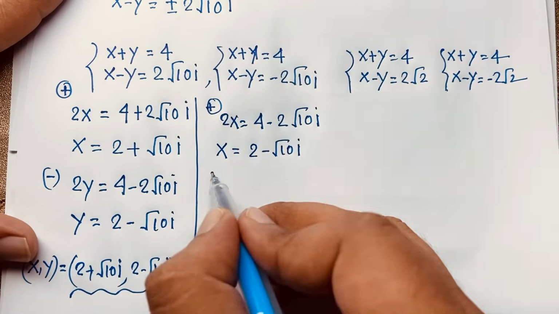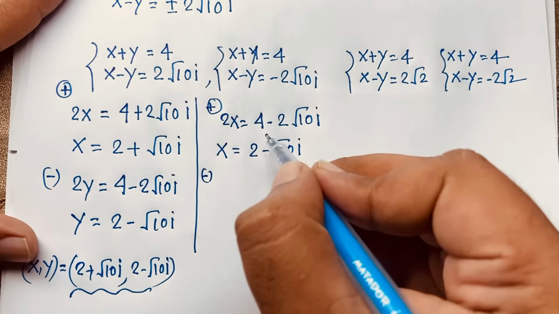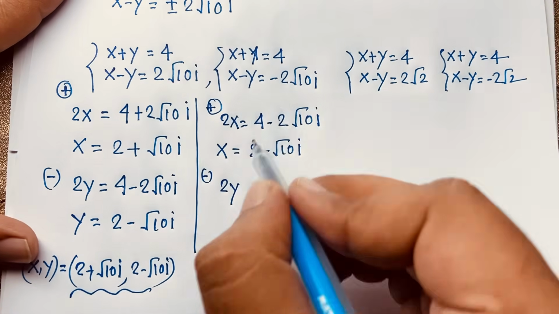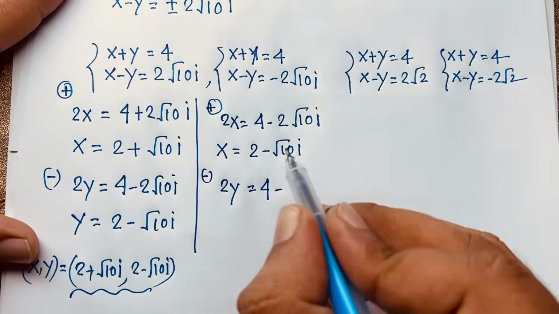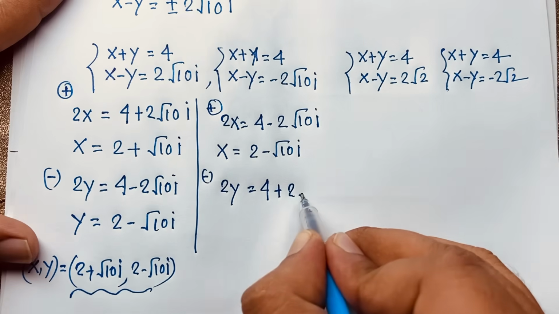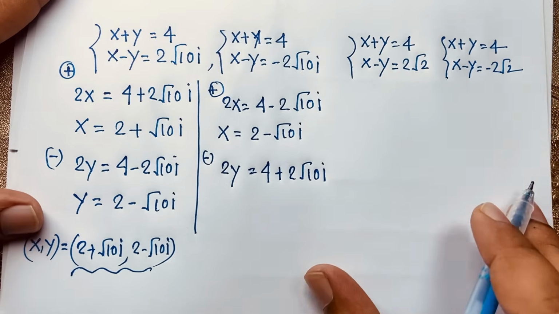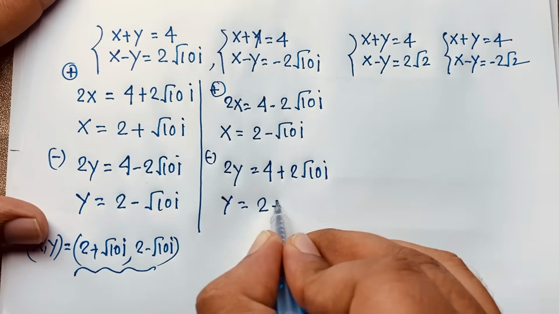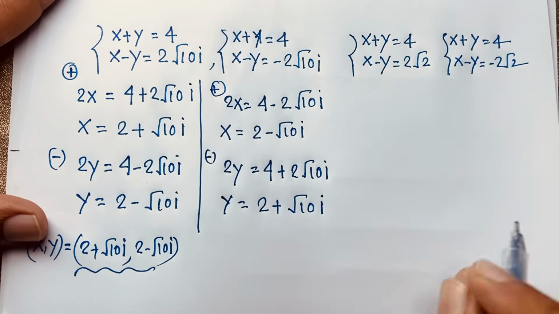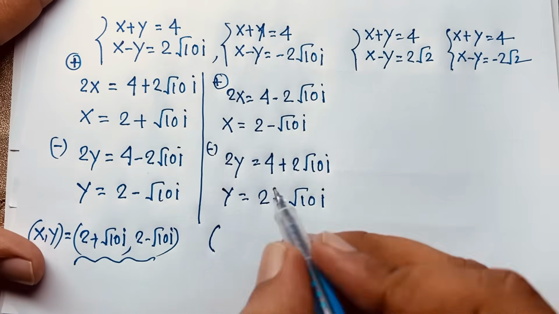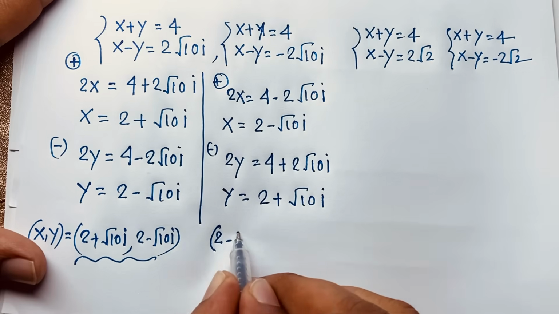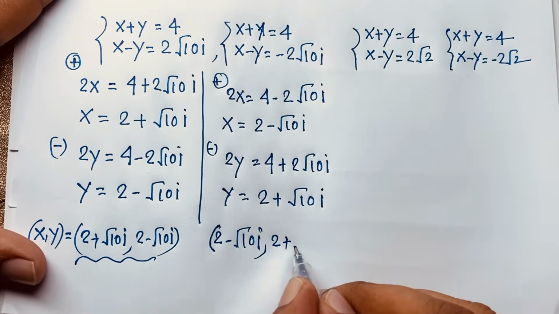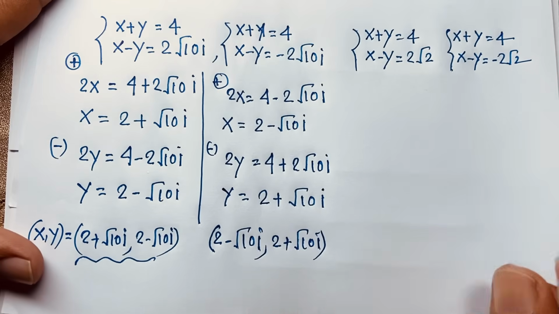Now if I subtract both equations, x minus x will be 0. Y minus y will be 2y. Minus minus will be plus. Then it will be 4 minus minus, plus 2 square root 10i. Then if I divide both sides again by 2, y is equal to 2 plus square root 10i. Then we'll find out again x is equal to 2 minus square root 10i. This time y is equal to 2 plus square root 10i.